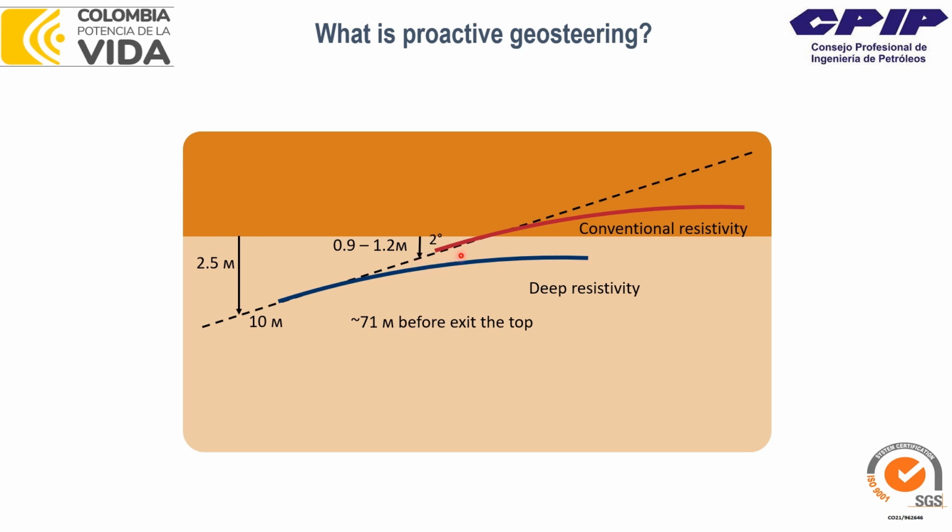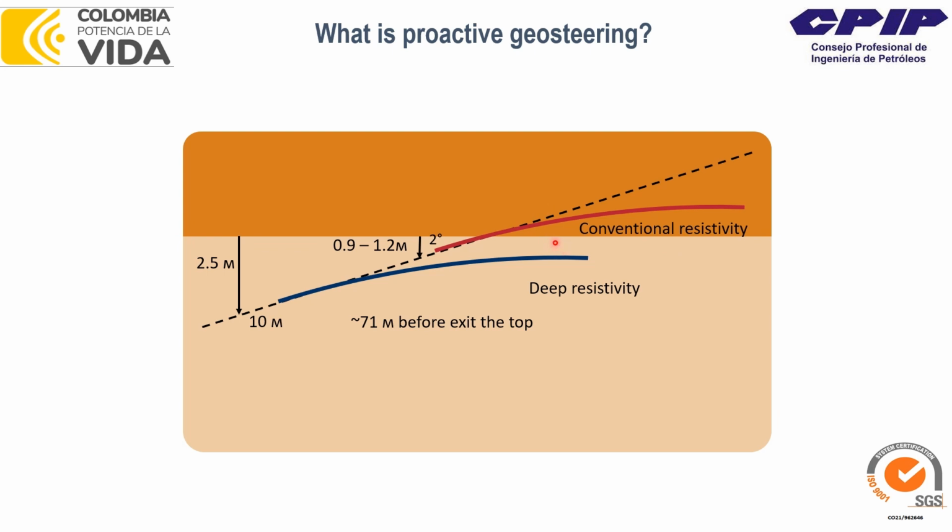Now if you calculate the distance of these triangles, you will quickly see that once you pick this top, your bit will already be outside of the pay zone. And if you start to come back to your pay zone, you lose a significant part of the well outside of the pay zone.